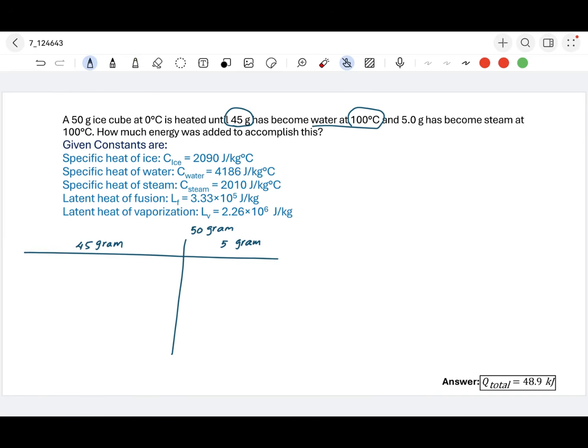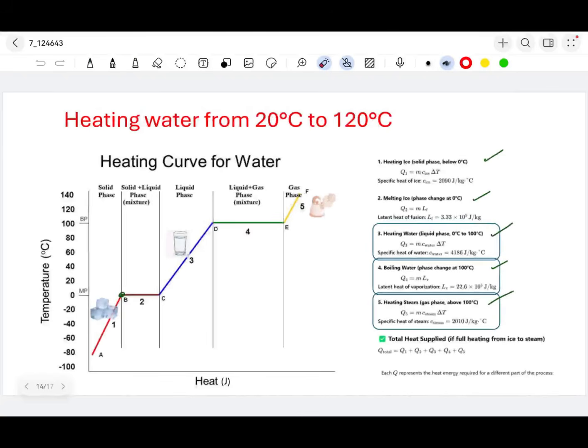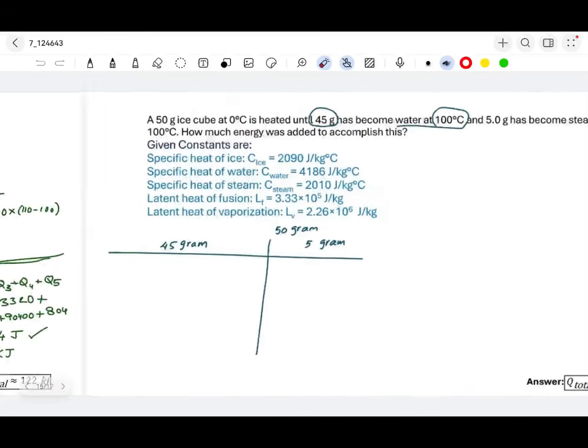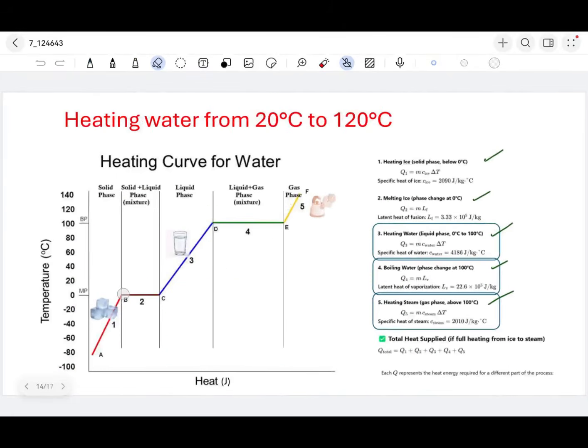Let's focus here. We have taken the ice at 0. Okay, started from here. Ice at 0 degree. It is heated so that ice melts completely at 0 degree. Then further it is heated until it becomes the water at 100. So this happened.